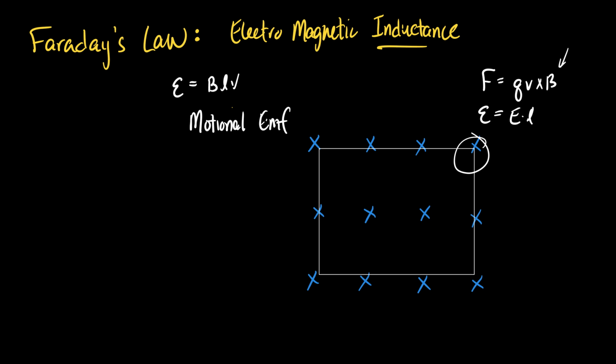Faraday changes the script on this a little bit. Although motional EMF, I think, is easy to understand, Faraday postulated that the generation of the EMF wasn't just about the motion of the wire. What he said was, and this is where the note part, I think, begins, that any change to magnetic flux in a loop of wire will generate an EMF.